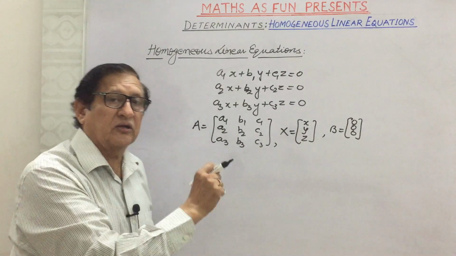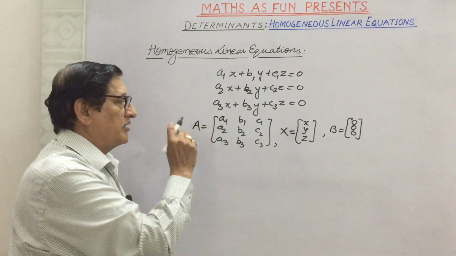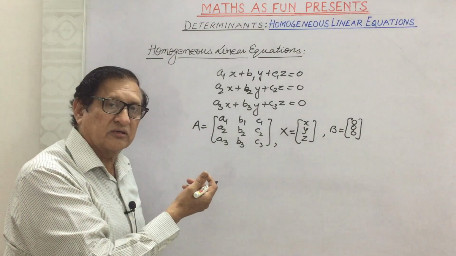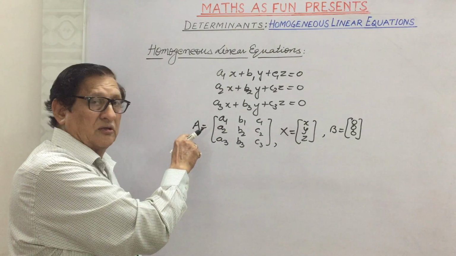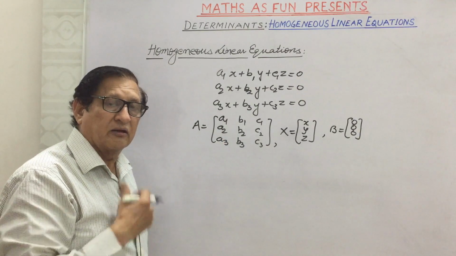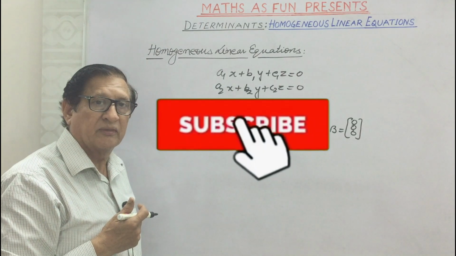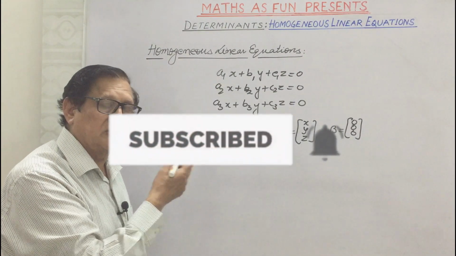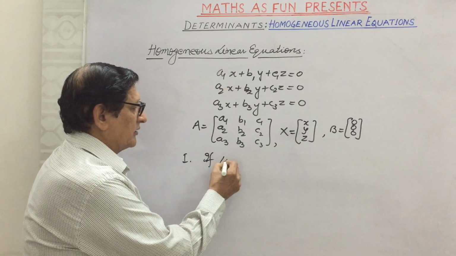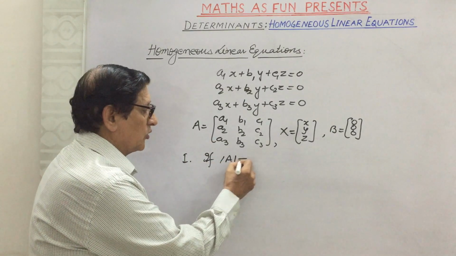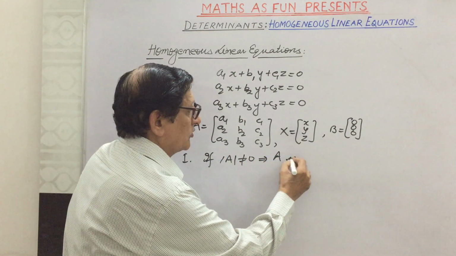In that case, when we try to find out the solution, we know that there are two cases. Either A is a singular matrix, it means the determinant of A is 0, or A is a non-singular matrix, it means the value of determinant of A is not equal to 0. Then what are the solutions in such cases? The first case is when determinant A is not equal to 0. It means A is a non-singular matrix.